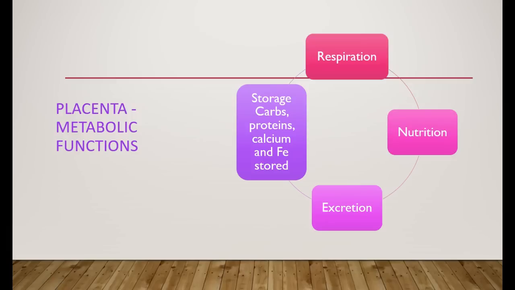So what does the placenta actually do? It acts as the respiratory center, the nutrition center, all the building blocks for kiddo, all the proteins for muscle development and all that, the fats, the carbs, all that comes across at the placenta site. It acts as the excretion site, and it actually stores carbohydrates, proteins, calcium. It stores a lot of the vitamins and iron that's going to be needed as the pregnancy progresses. Placenta is pretty fascinating.